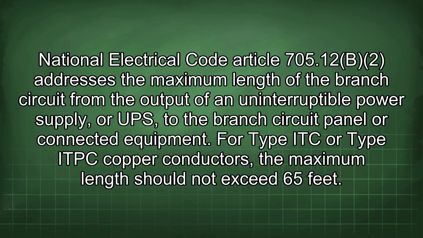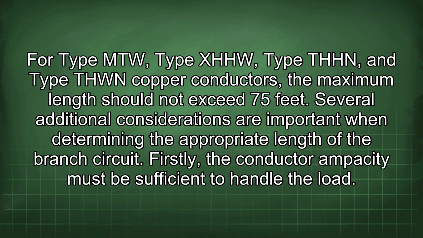For type ITC or type PLTC copper conductors, the maximum length should not exceed 65 feet. For type MTW, type XHHW, type THHN, and type THWN copper conductors, the maximum length should not exceed 75 feet.